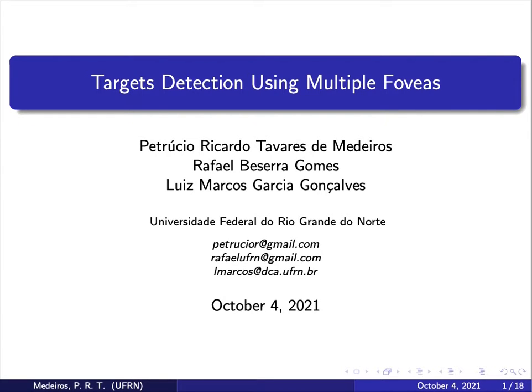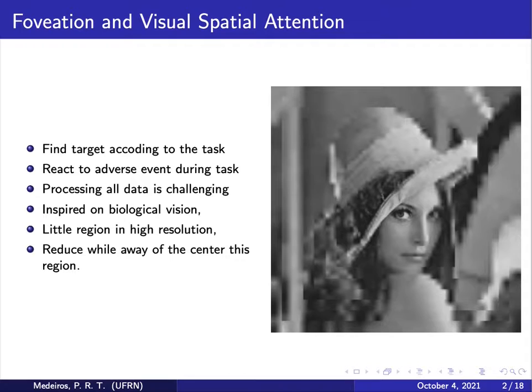Target detection using multiple foveas. In real context, the robots must be able to find some target according to the task and react to some adverse event during its operation. But this requires runtime processing, and this is a challenging task because of the data acquired. The operating environment of a robot contains a lot of visual information, and not all information can be processed at the same time. Then, the robot needs to select the essential information to perform the task.